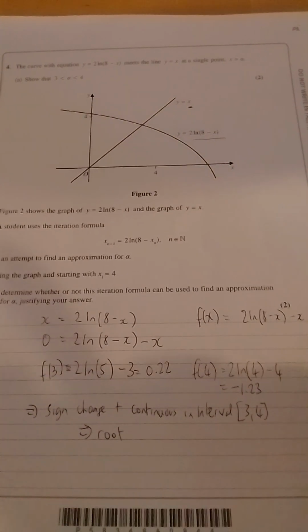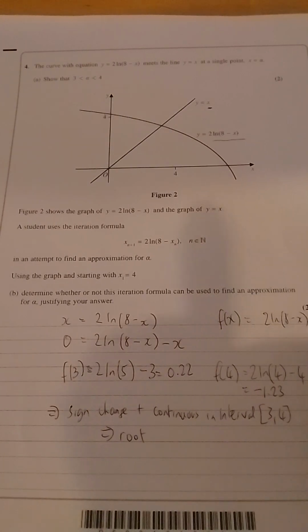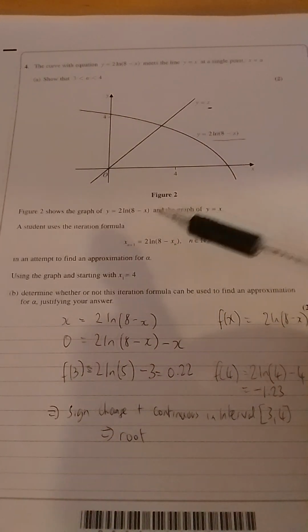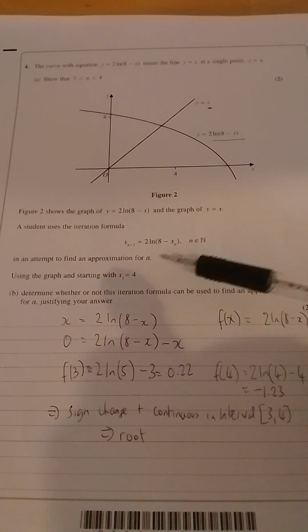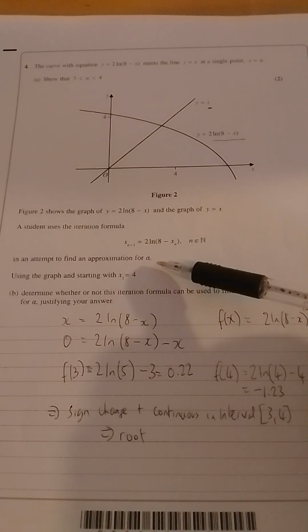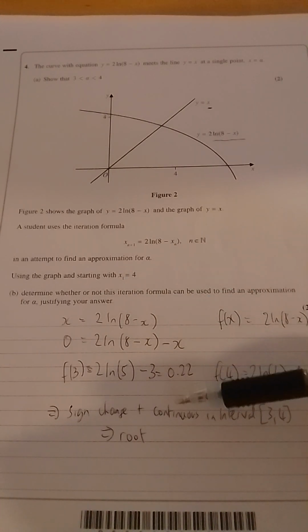Okay, part B asks us to look at this iteration formula. It says, a student uses the iteration formula, which is given here, in an attempt to find an approximation for alpha. And using the graph and starting from x equals 4, determine whether or not the iteration formula can be used to find an approximation for alpha, justifying your answer.